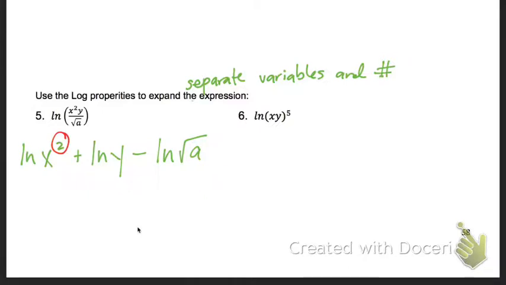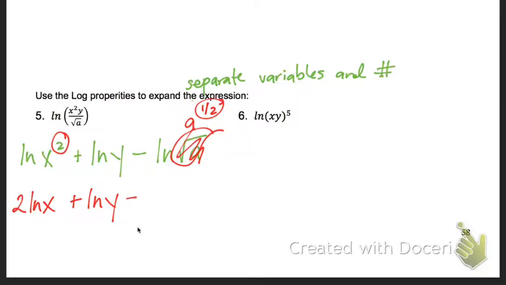So I have a power here and I have a power here. I circled the powers. So instead of saying square root of a, it's like saying a to the what power? Good. So now I'm going to move those out front. So it looks like 2 ln x plus ln y minus 1/2 ln a.